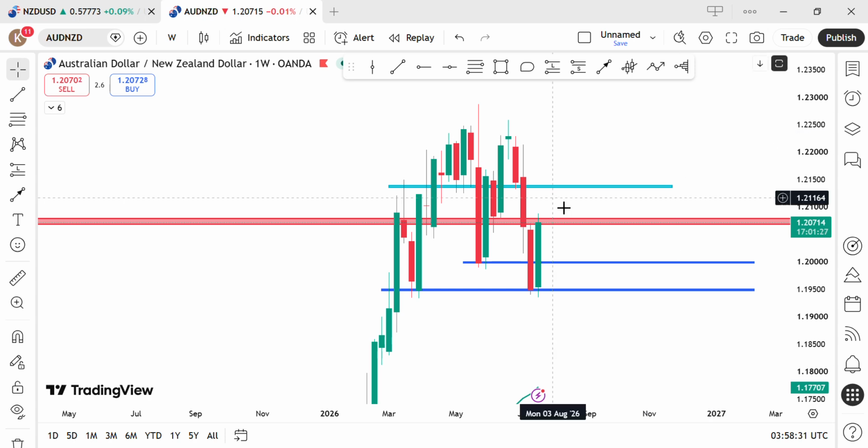Hello guys, welcome back to another episode of Top Down Analysis. So in this episode I'm going to break this pair down, how we analyze this pair from the weekly time frame all the way down to the lower time frame for entry.